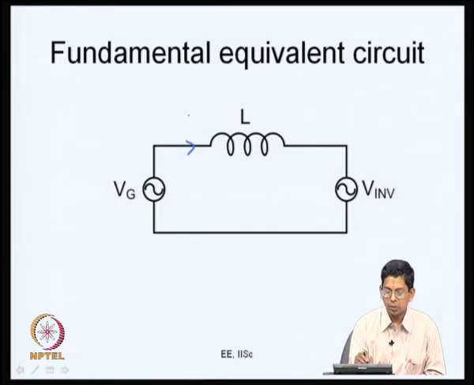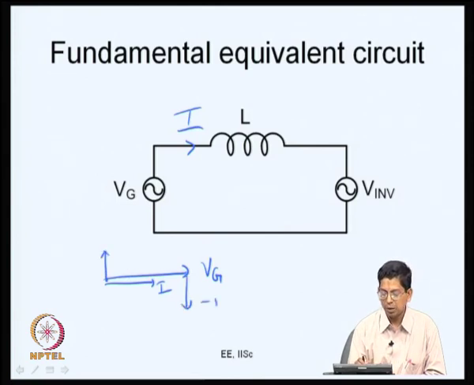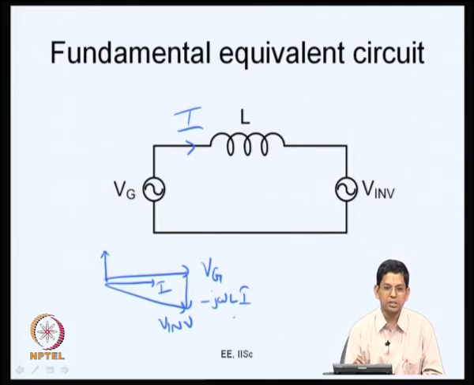And if you are drawing a certain amount of current I, you can even draw a phasor diagram. This is Vg and this is I, and the drop across the inductance due to I is going to be j omega L I. You subtract that, this is going to be minus j omega L I, and this is what is going to be your inverter voltage V. You can very easily draw even the phasor diagram and relate all the various quantities here.